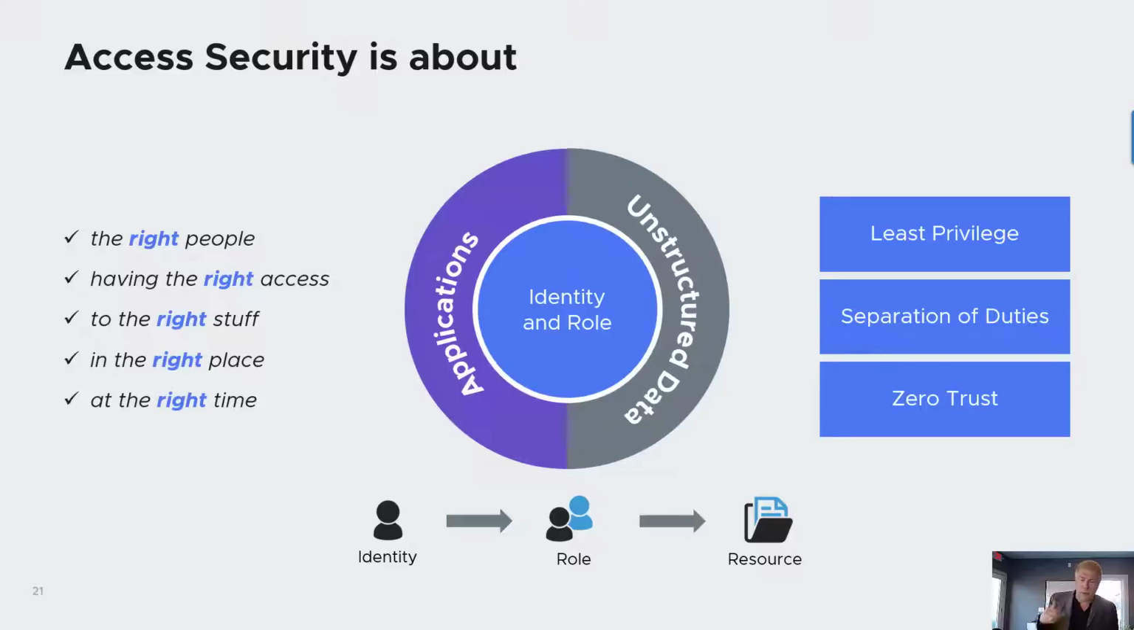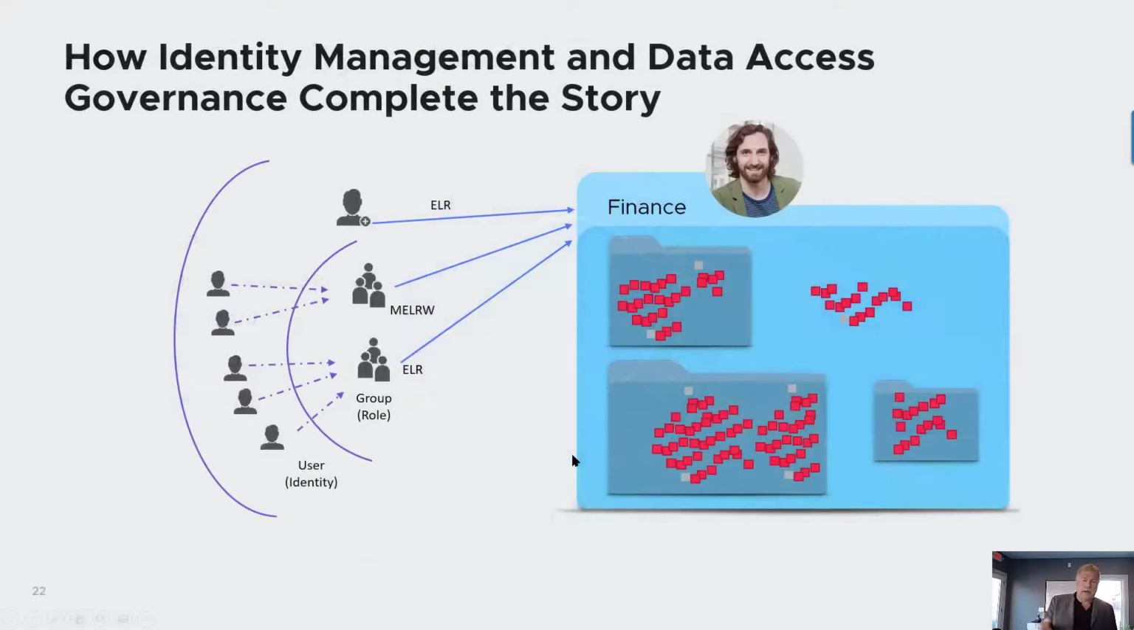And so then we're actually applying industry standard paradigms like zero trust, and then within zero trust, the application of least privilege, and then from a privacy standpoint, separation of duties, for example. But again, we'll see this as a theme. So really, how do identity management and data access governance complete the story? How do they complement each other?